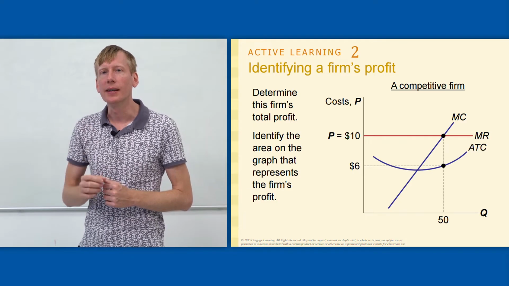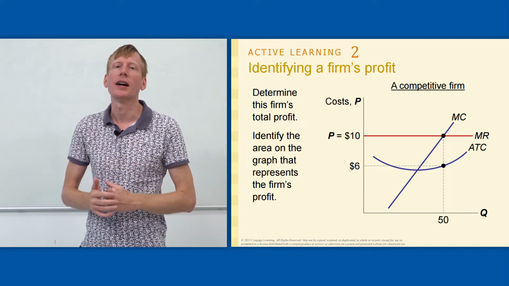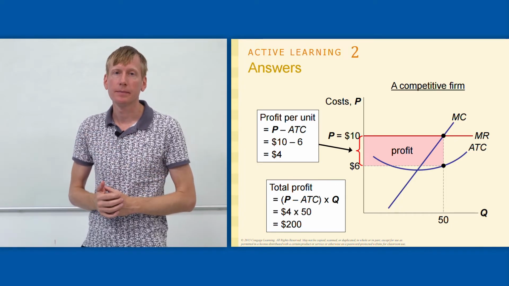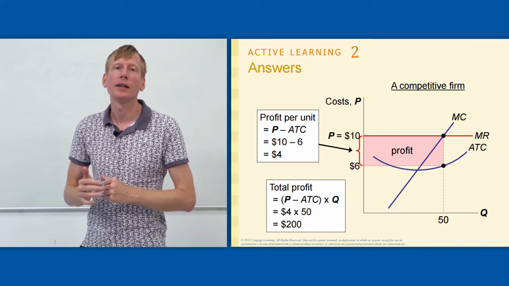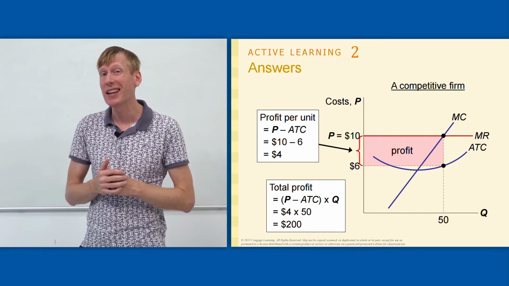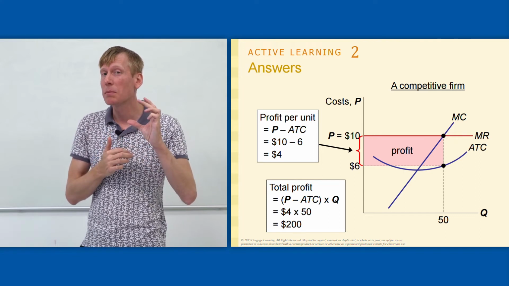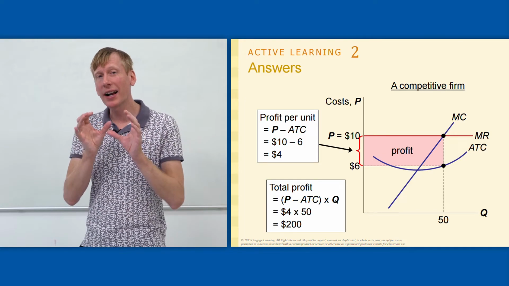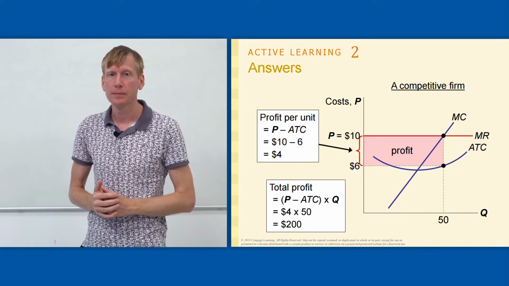And at that quantity, what's the gap between the price and the average total cost? That's the profit margin on average per unit. And they're producing 50 units, some optimal quantity of output. So we multiply that profit margin, in this case the gap between a price of 10 and an average total cost of 6, a profit margin of 4, by the 50 units that they produce to get a rectangle on our graph where that area represents total profit.